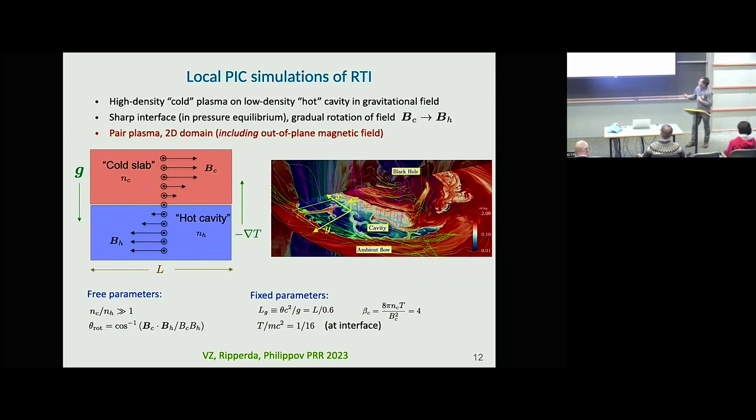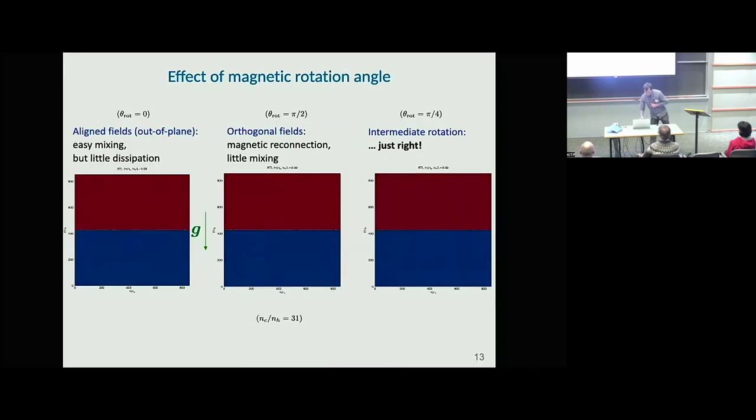This is all so far for pair plasma and a two-dimensional domain, just to understand the principles of the instability. And the way we orient the domain, there's going to be an out-of-plane magnetic field, but then there's also an in-plane magnetic field, which changes direction across the interface, and so that component is allowed to reconnect. And let me show you the dependence on the rotation angle.